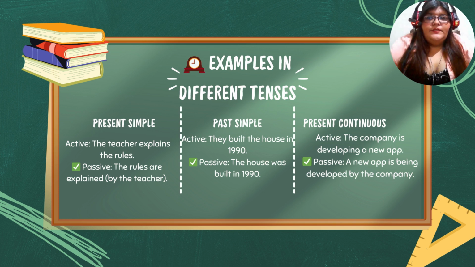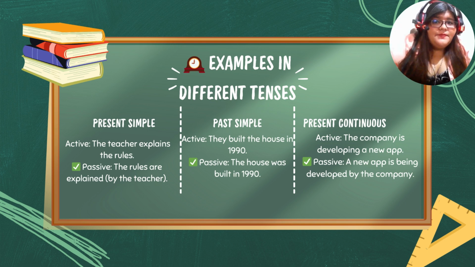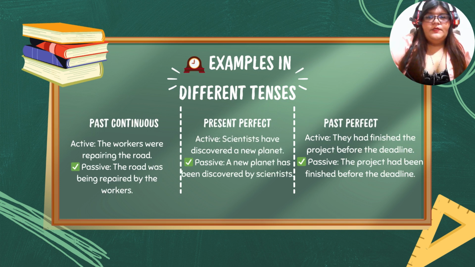Then we have in present continuous. In active, we have the company is developing a new app. In passive voice, it will be a new app is being developed by the company. Then we have in past continuous. In active, the workers were repairing the road. In passive, it will be the road was being repaired by the workers.